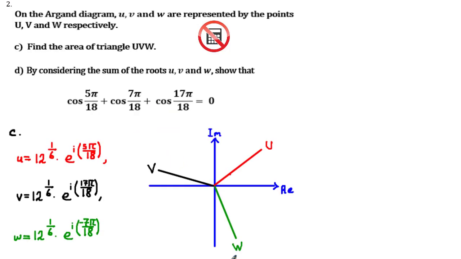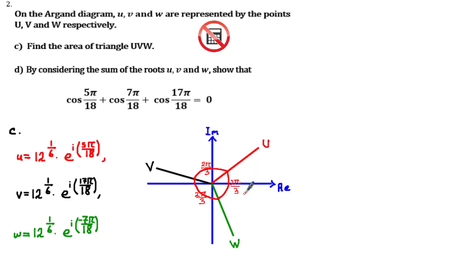Now, since there are 3 roots, we've seen in previous tutorials that these roots will be spread out evenly around the circle of radius r, which in this case is the 6th root of 12, and the angle between each root is equal to 2 pi divided by the number of roots, which in this case is 3. And this is how we get the 2 pi over 3.